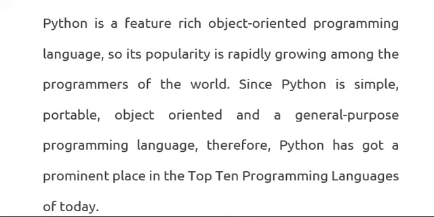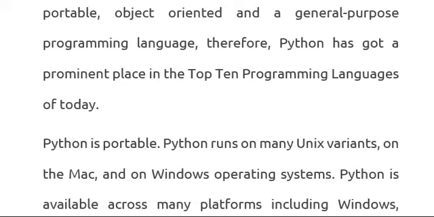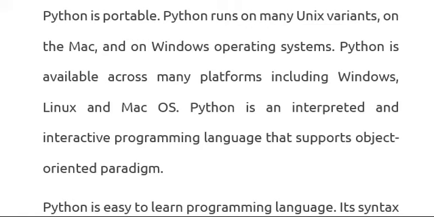Python is a feature-rich object-oriented programming language, so its popularity is rapidly growing among programmers of the world. Since Python is simple, portable, object-oriented and a general-purpose programming language, Python has got a prominent place in the top 10 programming languages of today. Python is portable. Python runs on many Unix variants, on the Mac, and on Windows operating systems. Python is available across many platforms including Windows, Linux and Mac OS.